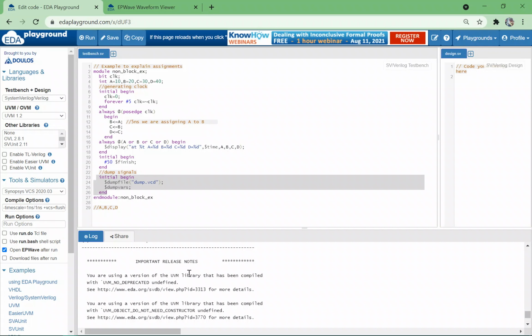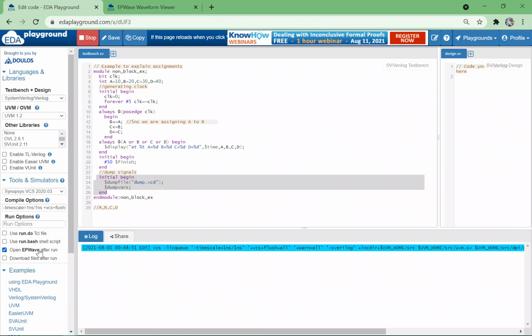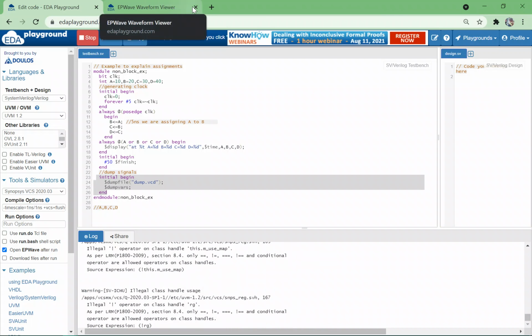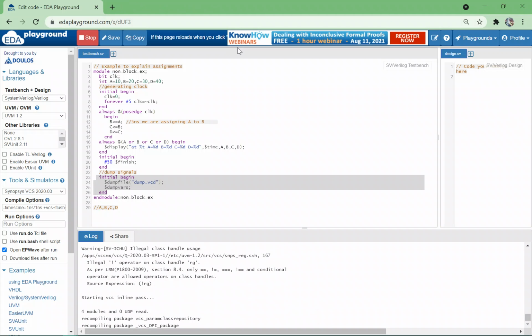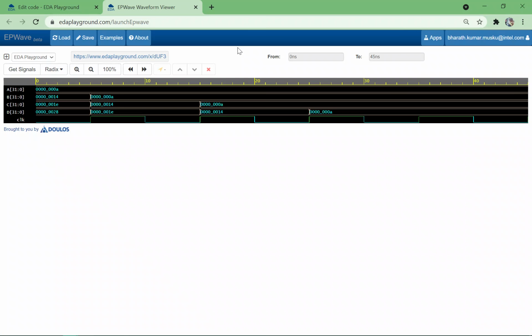Okay, let me go ahead and run this particular snippet of code. As I had enabled the waveform, after running it will open a waveform here, right? So let me close this old waveform. Now once the simulation completed, there are no compilation issues here. Compilation passed. Now we can see the output.